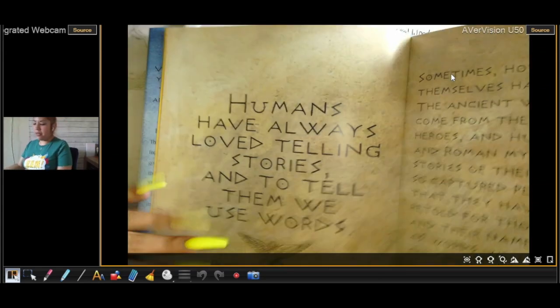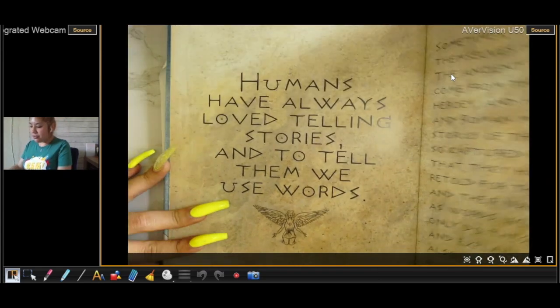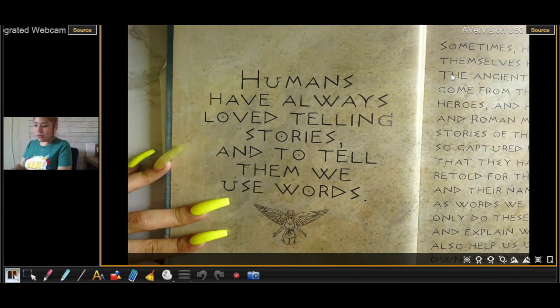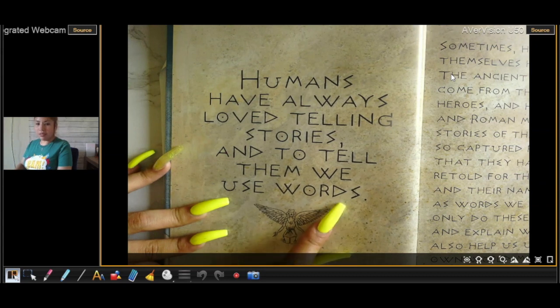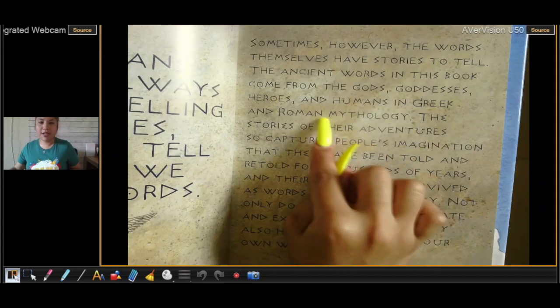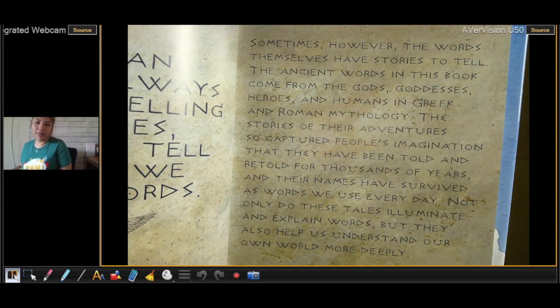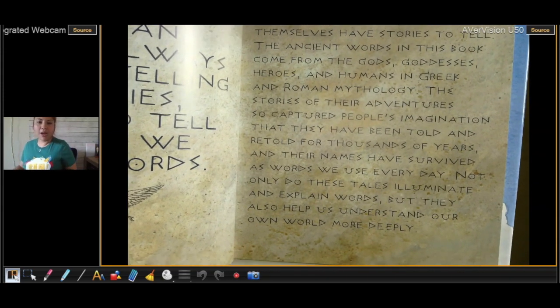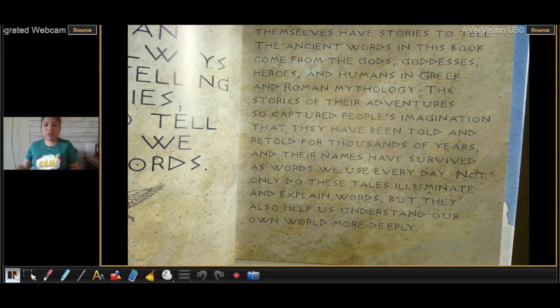Okay, let's start with our first page. Humans have always loved telling stories, and to tell them we use words. Oh, look, the author made a connection to the subtitle. What is this called? Gods, goddesses, heroes, and humans in Greek and Roman mythology. The stories of their adventures so capture people's imagination that they have been told and retold for thousands of years, and their names have survived as words we use every day. Not only do these tales illuminate and explain words, but they also help us understand our own world more deeply.